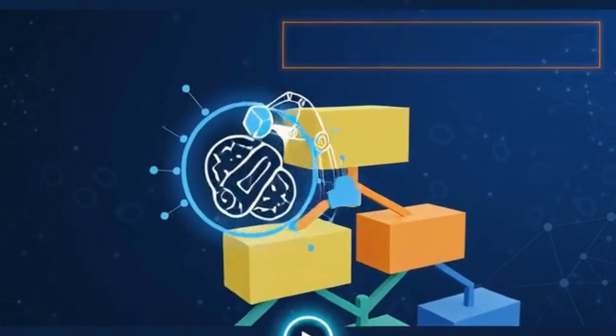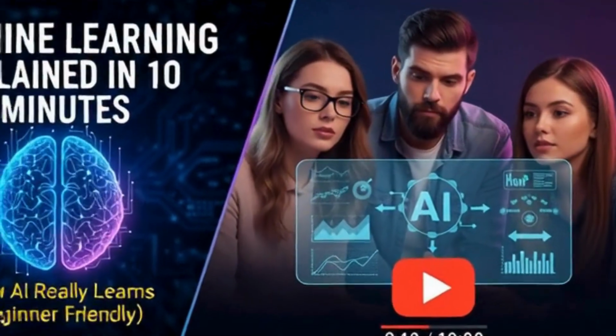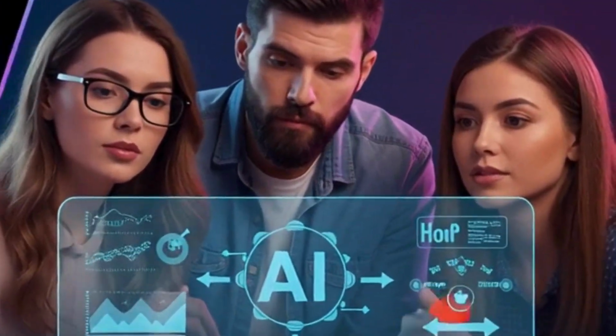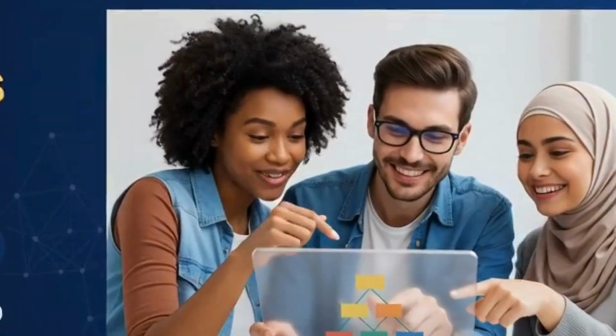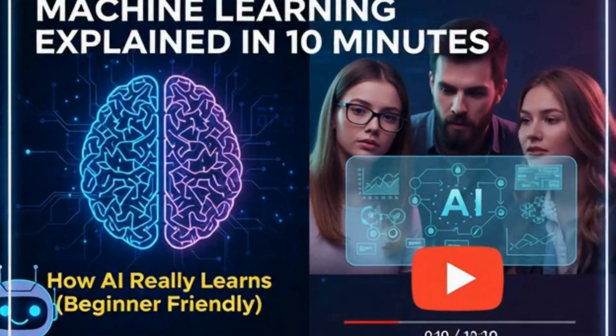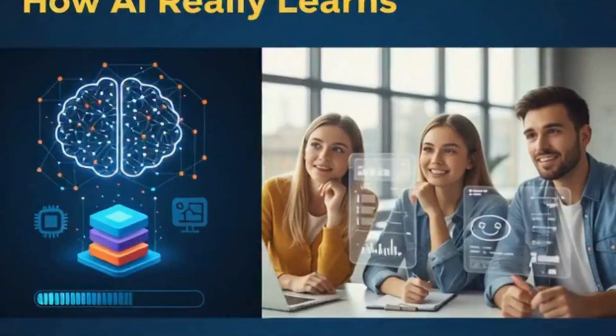Point 3. Reinforcement learning. This one is fascinating. The machine learns by trial and error. Just like a video game, it gets rewards for good actions and penalties for bad ones. Over time, it learns the best strategy to win. This is used in self-driving cars, game-playing AI like AlphaGo, robotics.